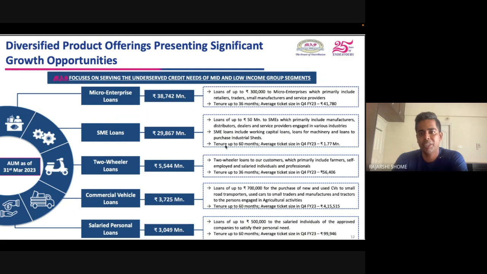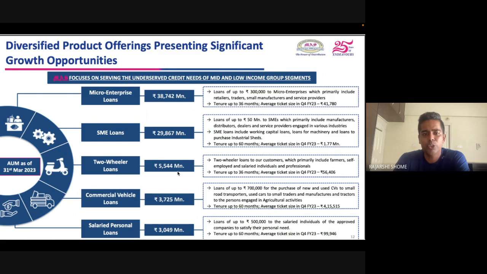And of course, SME loans are nothing but business loans. SMEs are the small corporates in India, manufacturing, dealers and distributors and so on. And the tenure is up to 60 months, right? And the average ticket size is around 17 lakhs. Here the average ticket size is around 41,000 rupees, right? So these are the two places where MSE gives out most of its loans.